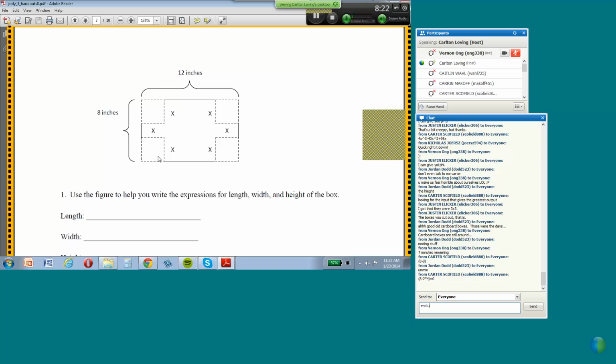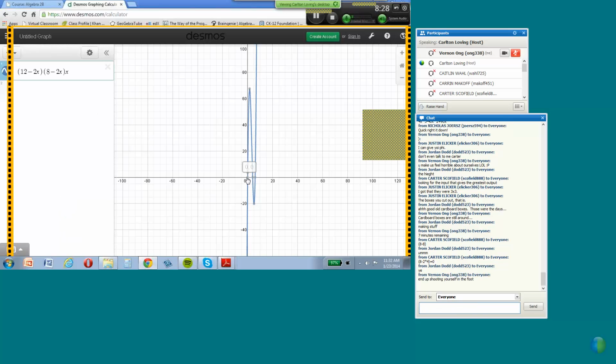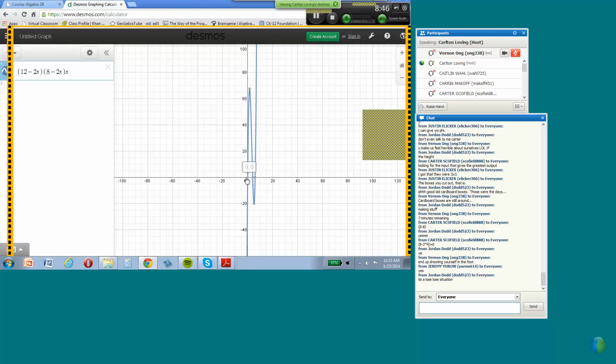Does everybody understand why, when we look at our graph, if you cut nothing, you get no volume, and if you cut squares of 4, then you cut too much? Either way, you're shooting yourself in the foot. You don't get a box. You just get a piece of flat cardboard, either for cutting too much or for not cutting, period.